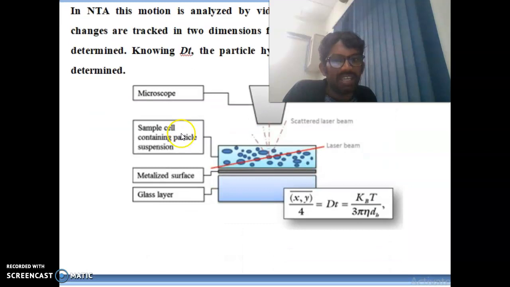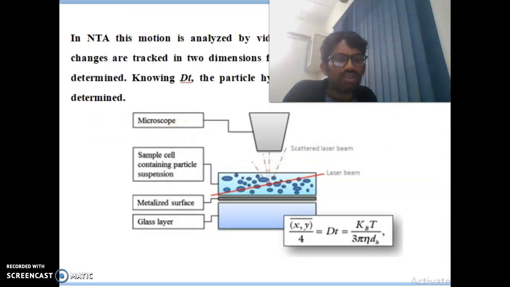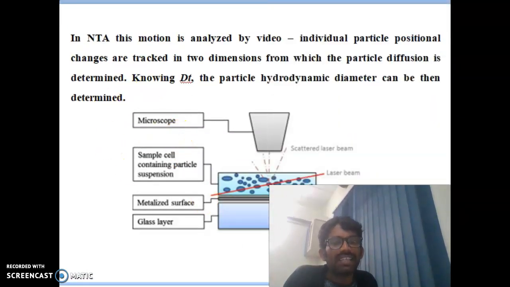Now you can see here mostly nanoparticle tracking analysis. The motion is analyzed by video and individual particle positional changes are tracked in 2 dimensions, from which the particle diffusion is determined. Knowing the diffusion, the particle's hydrodynamic diameter can then be determined.